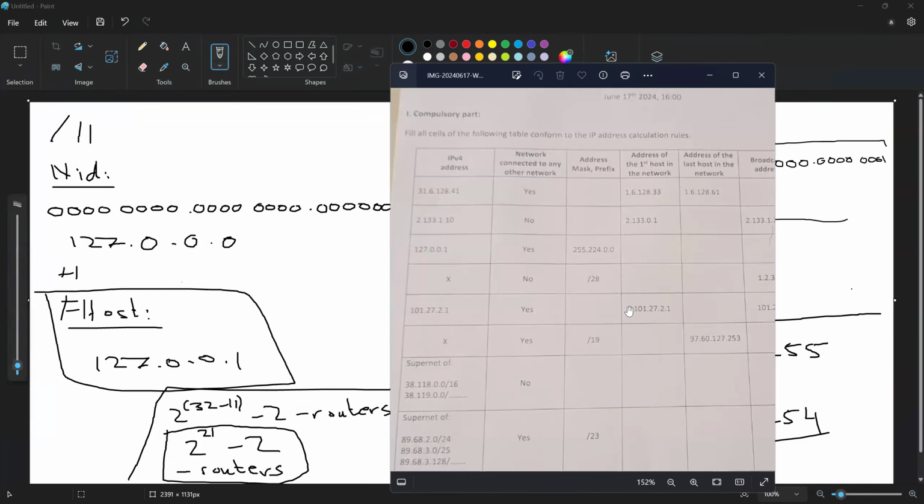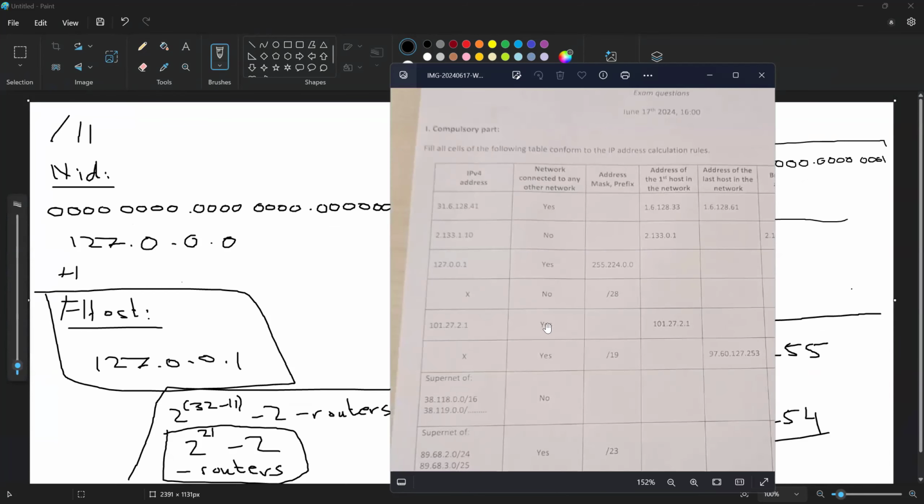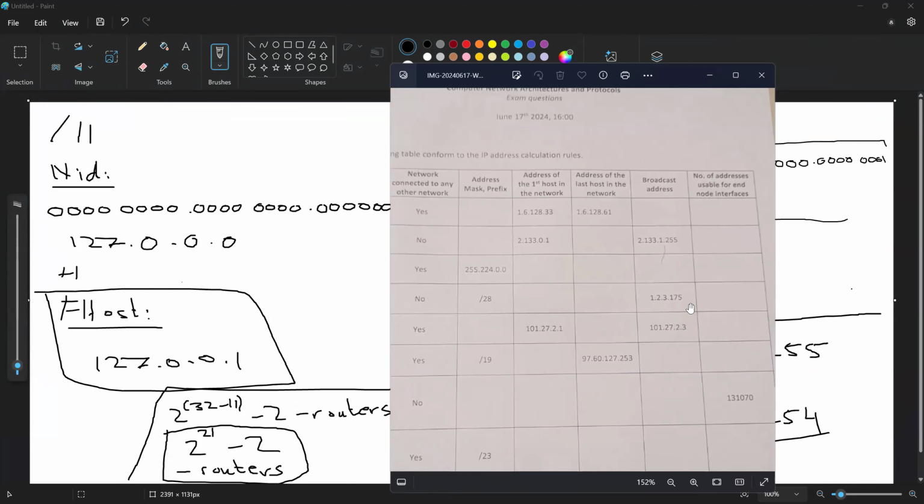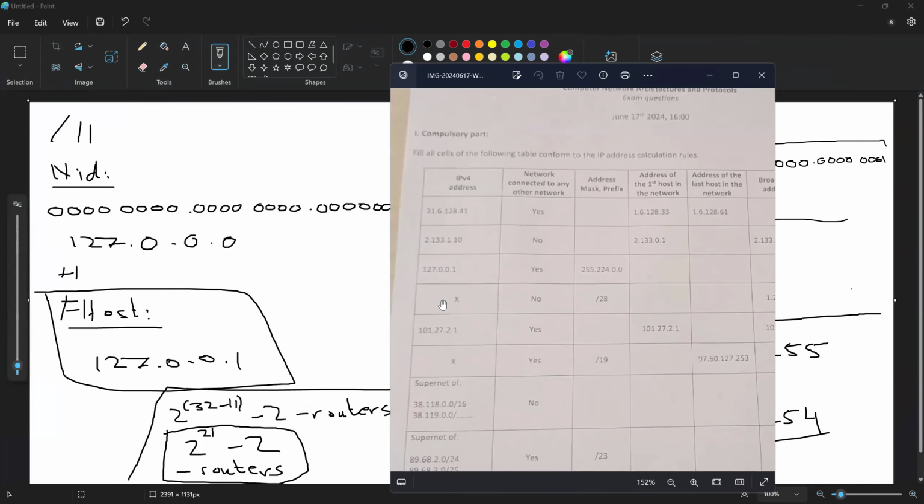So that would be row number 3. Are there any questions? No. Okay, then we move on to row number 4. In row number 4, we'll see that the IPv4 address is not given, the mask is given, and the broadcast address is given. In this case, you can use the broadcast address as an IPv4 address in the network.